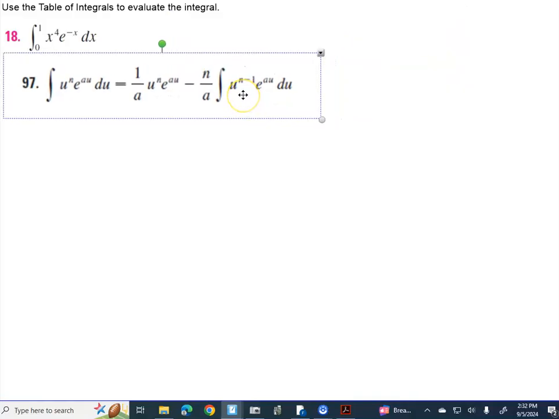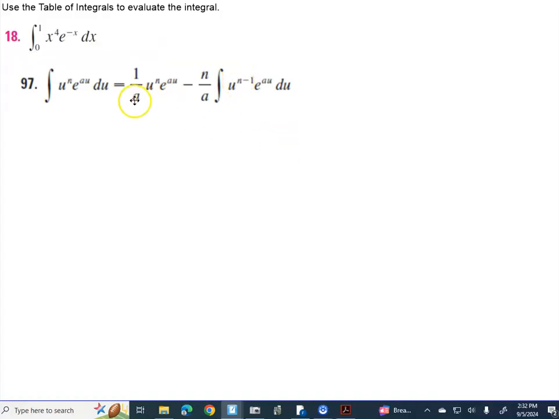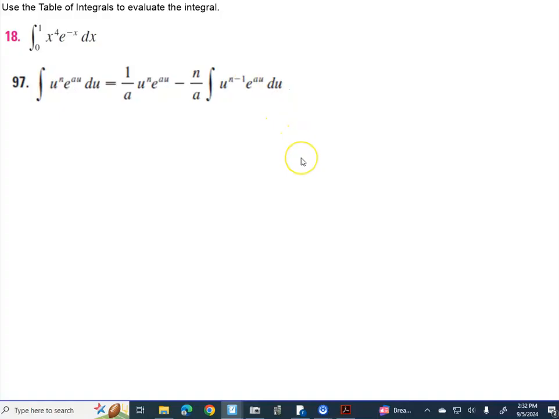So we just need to determine what a is, what n is, and what u is. Okay, so we know that a represents -1. We know that n represents 4. And we know that we have u, which is equal to x.